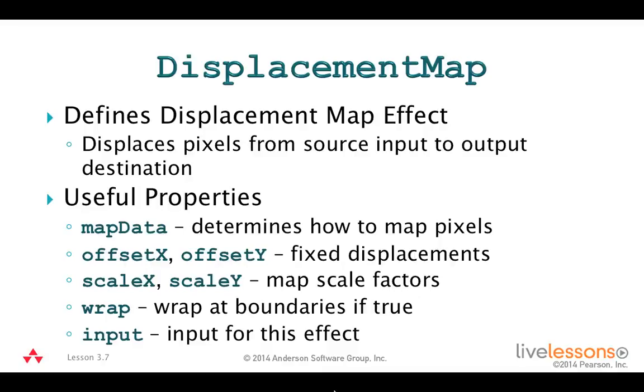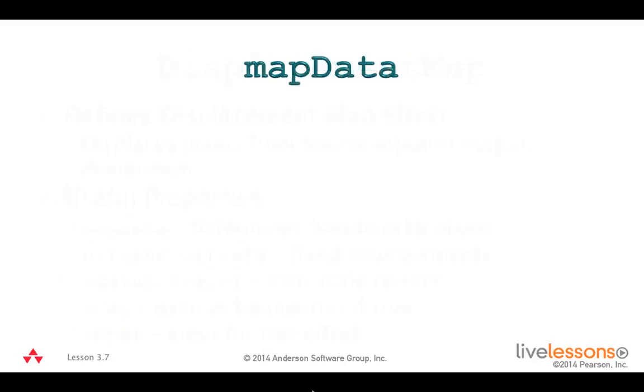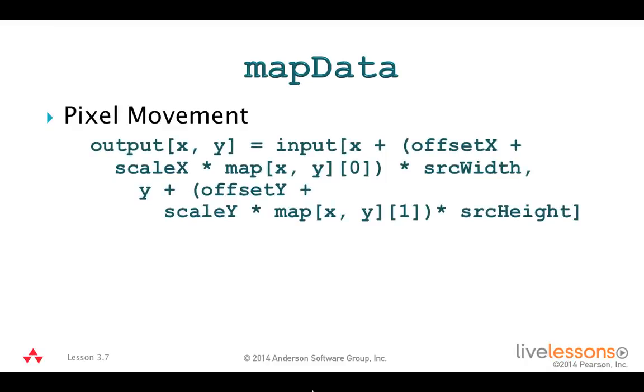Now you can see that the displacement map uses a 2D map specified by the mapData property. So let's tell you more about this property and how the map works. The mapData property lets you control how pixels are actually moved from an input source to an output destination. To move the pixels, a two-dimensional map is necessary, and the map conforms to this equation.